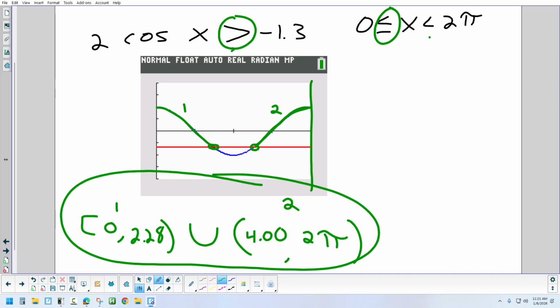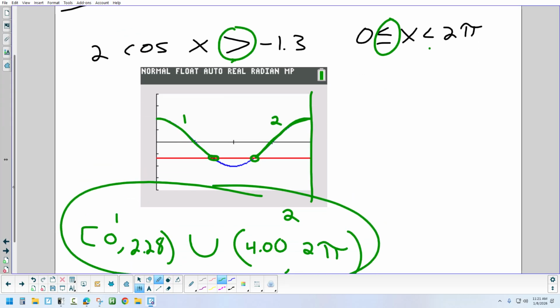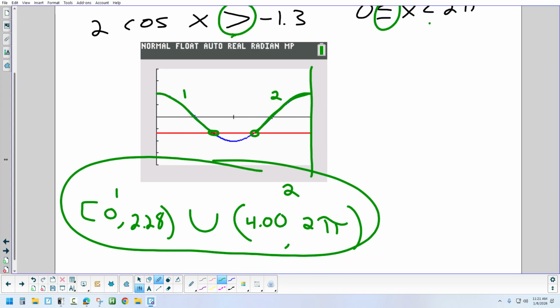If they wanted to know where the cosine x was less than the red line, well, then you would be describing the section that's underneath, and it would only be one section where it's under. But there are 2 sections where it's above. Okay, any questions on that? So that's solving trig equations and inequalities graphically. Any questions? Okay.